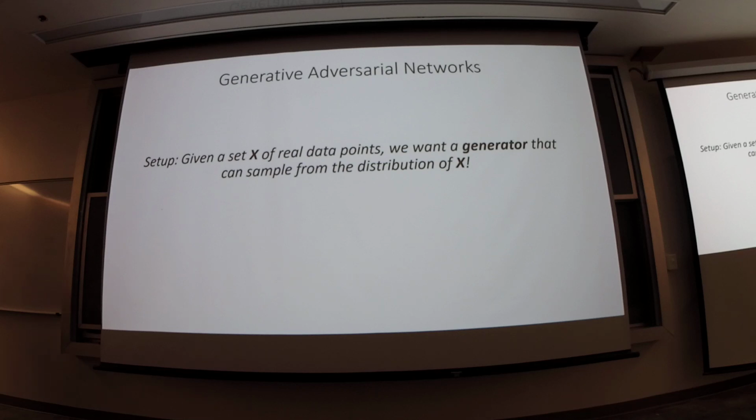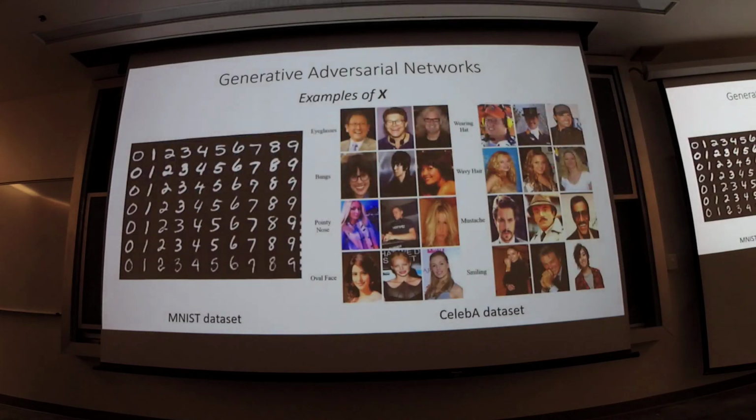We are given a set X of real data points, right? We want to construct a generator that can sample from the same probability distribution of X, right? So we're not trying to model the distribution so that we know the probabilities, but we want to be able to sample from this probability distribution. This is the goal of the generator.